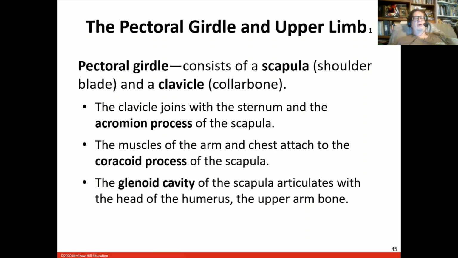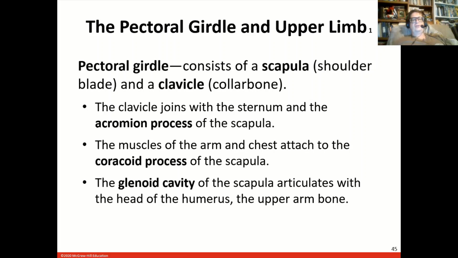All right, so just like we have the pelvic girdle that we attach the pelvis to, we have the pectoral girdle that we attach things around the pectoral muscles here, the chest. Think chest when you hear pectoral, all right? So the pectoral girdle would be the scapula and the clavicle or collarbone. The scapula is your shoulder blade and the clavicle is your collarbone, all right?